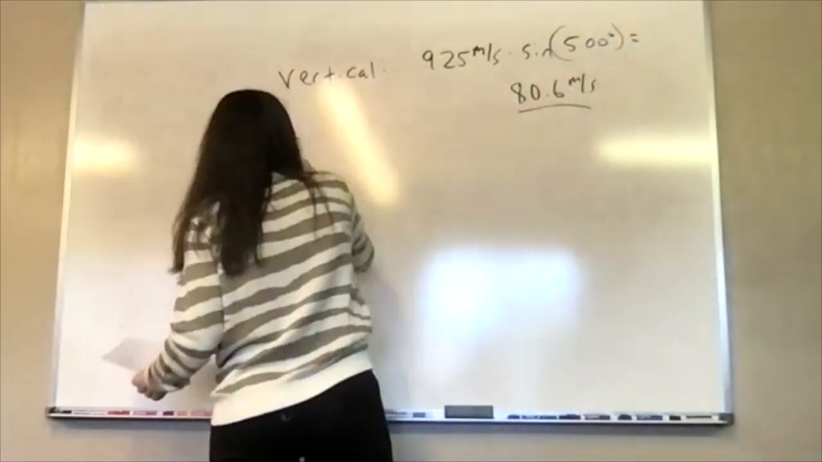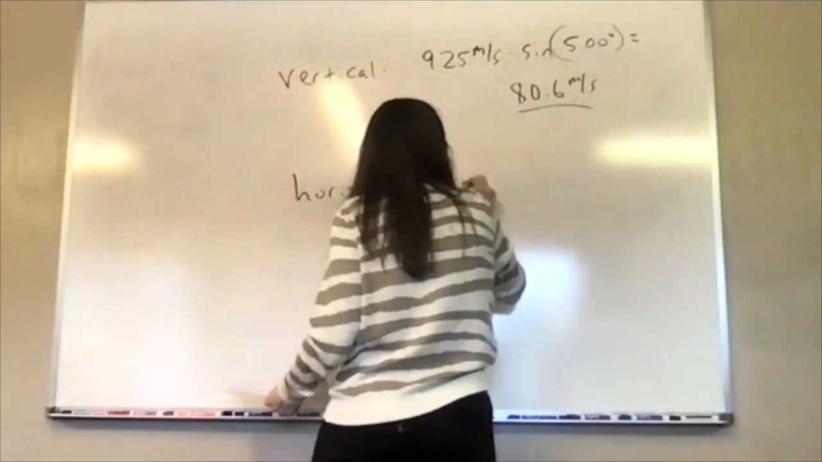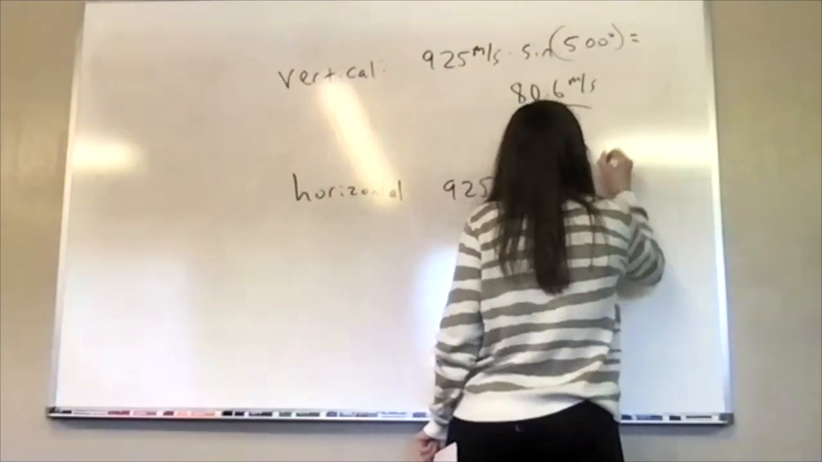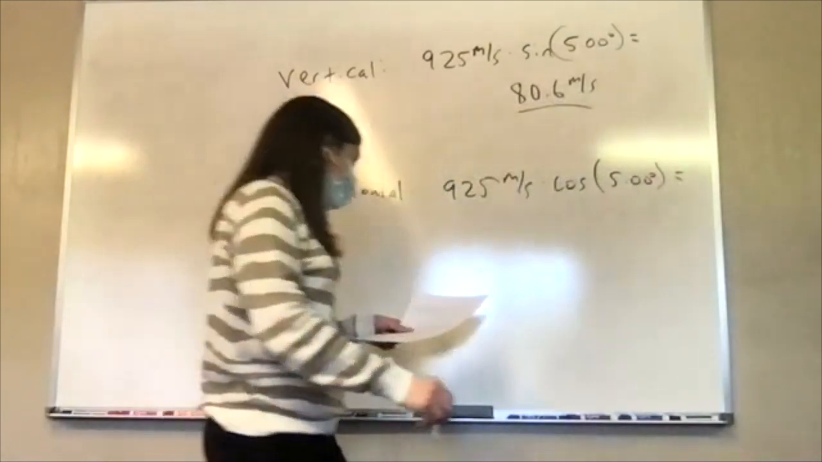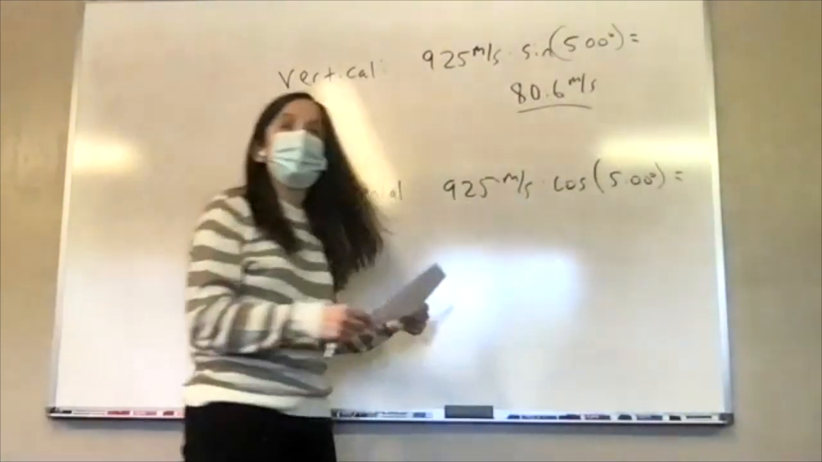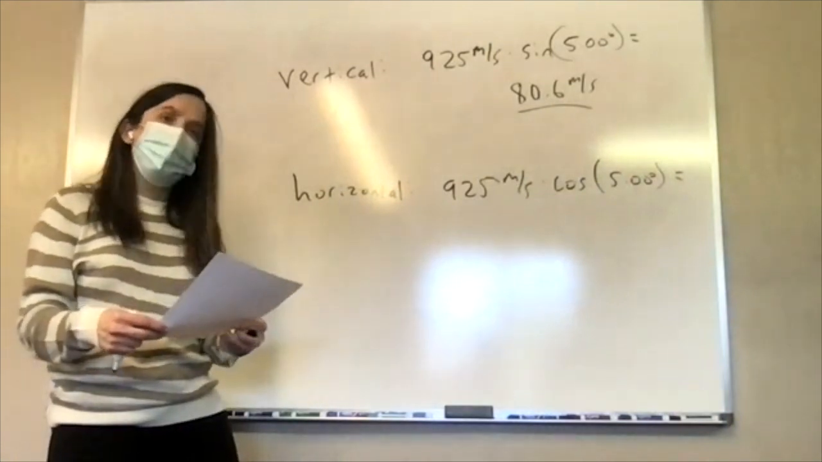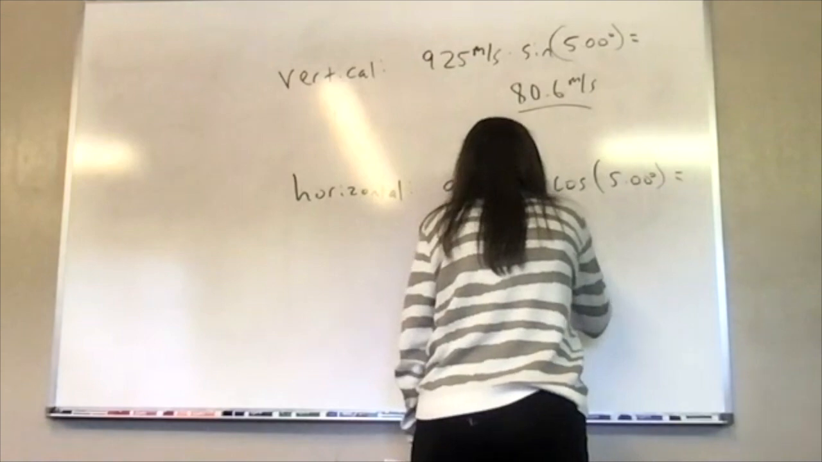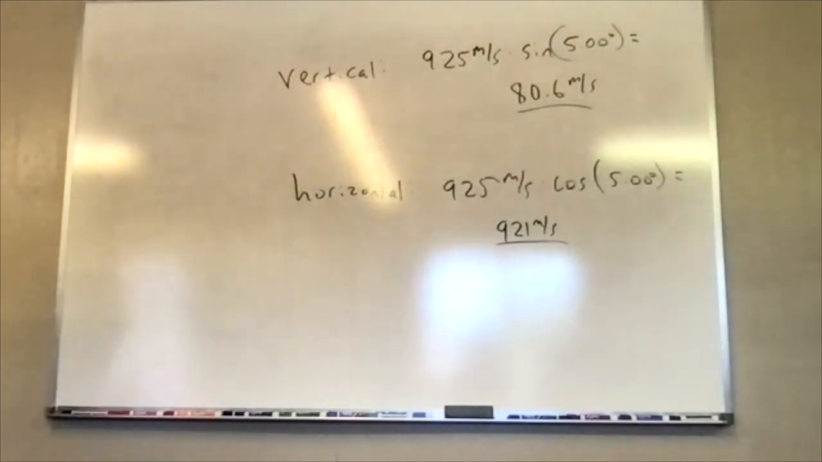Okay, and then horizontal, we would need to do 925 times cosine. Okay, almost. Now with sig figs, what do we do with sig figs? 921, good. Yeah, 921. All right, so that's all you do for that. The others are similar, so I'll let you do the other ones.